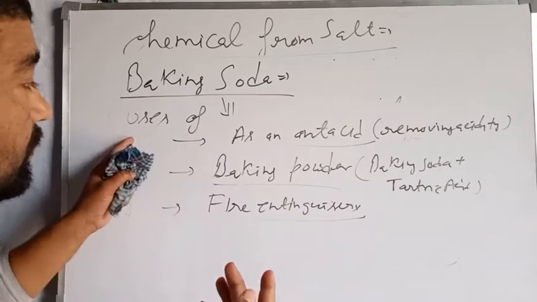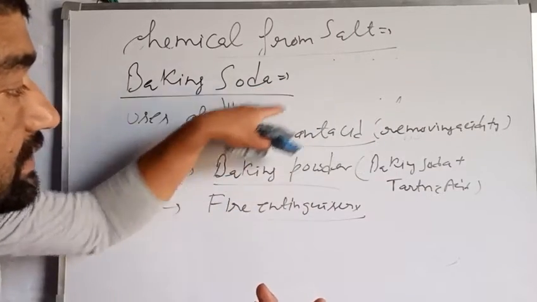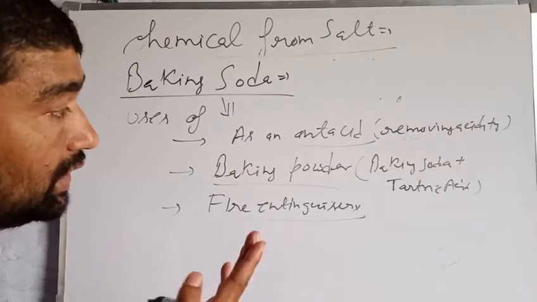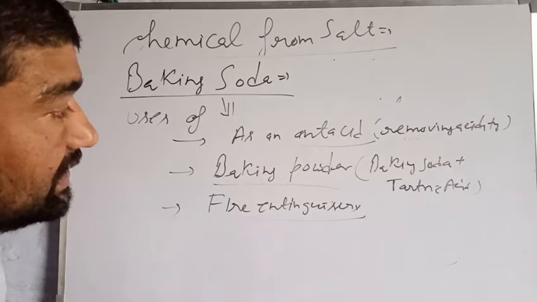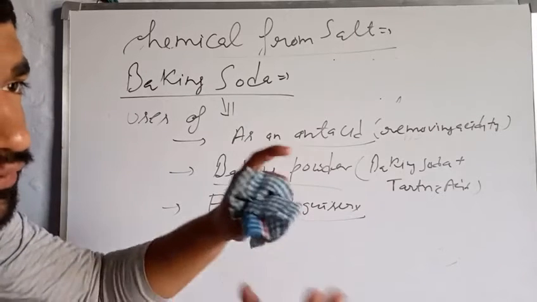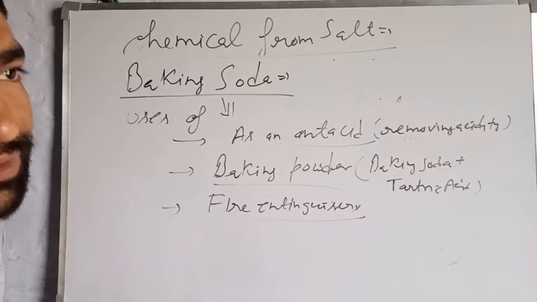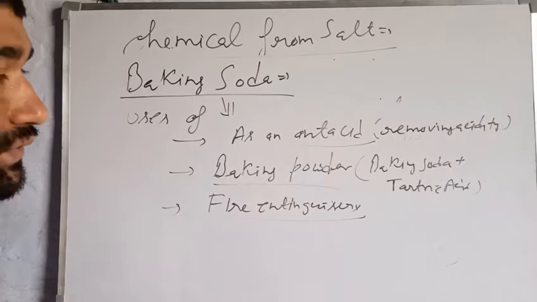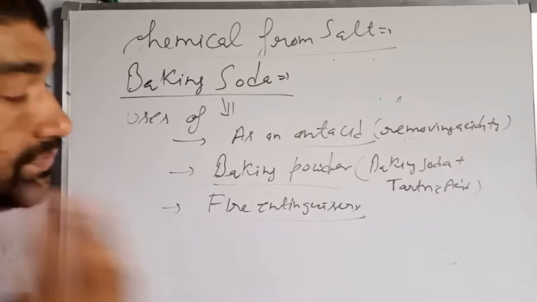And when we talk about use, it is used as an antacid. So there can be a question in your examination: which product is used as an antacid. So we can write that baking soda can be used as an antacid. Whenever you feel acidity, you can have the baking soda which is available at your home.